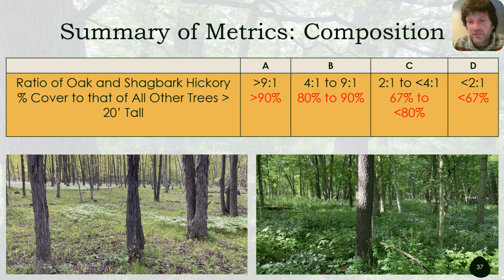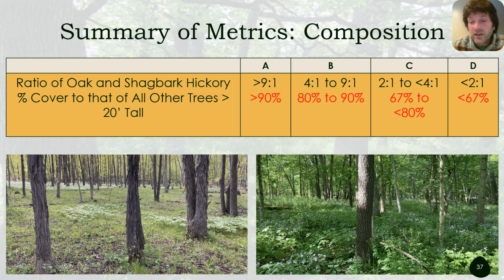So we want to separate sites that are at least oak hickory, but they're not becoming dominated by trees like American elm and black cherry and black walnut and maples. So like the picture on the right.